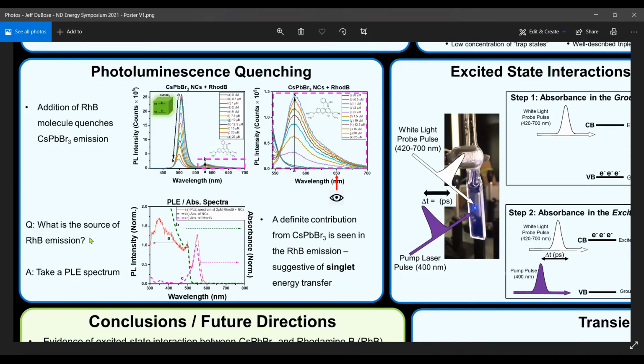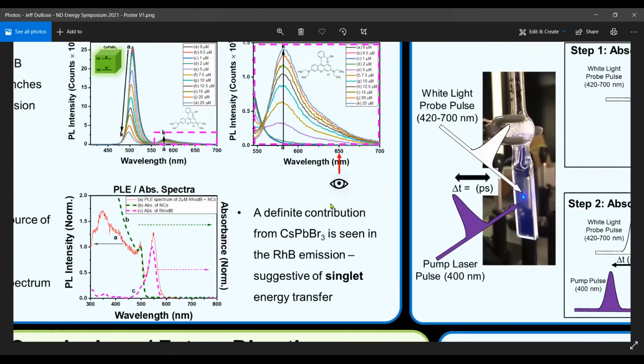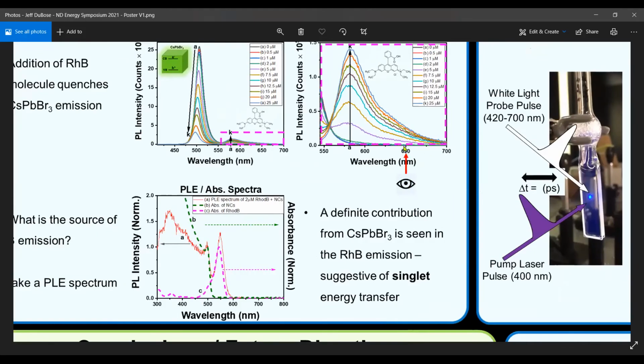And so one way that we can actually get at that is by taking what's called a photoluminescence excitation spectrum. And so I'll zoom in a little bit more for this one. But essentially what we do is we park our detector out here at 650 nanometers, and we look at all the light that's coming in from the rhodamine B molecule specifically. And we're going to look at the emission from this, and basically excite at different wavelengths and see at what wavelengths we get different peaks.